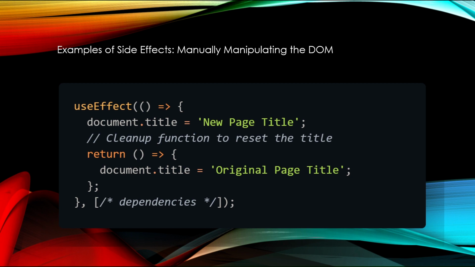Say for example, whenever the component mounts, whenever the initial render is done, or whenever dependencies change, we could choose to manually manipulate the DOM, change the title to this, for example. And then let's say whenever the component unmounts, whenever the dependencies change, we could choose to run a cleanup function. We could just return this function. Now this will execute every time to revert the title to this. So that's one example of a side effect.